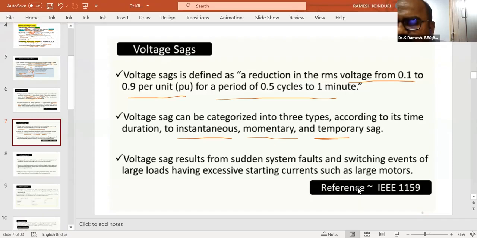This is taken from the reference IEEE 1159. Voltage sag results from sudden system faults and switching events of large loads having excessive starting current, such as large motors. These are the reasons why these occur. The voltage sags, why do these occur?